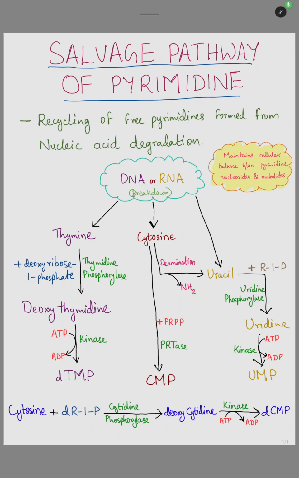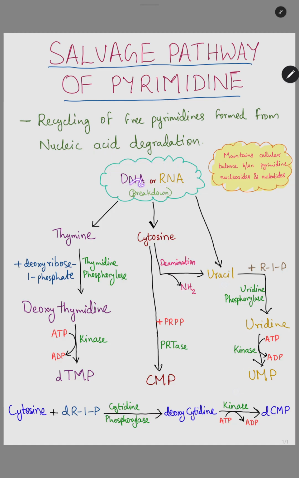Hi all. So my topic of discussion is salvage pathway of pyrimidines. So the salvage pathway recycles free pyrimidines formed from the nucleic acid degradation. Salvage means to rescue. So it is the rescuing or recycling of free pyrimidines that are formed from the degradation of nucleic acids. So nucleic acids are DNA and or RNA.